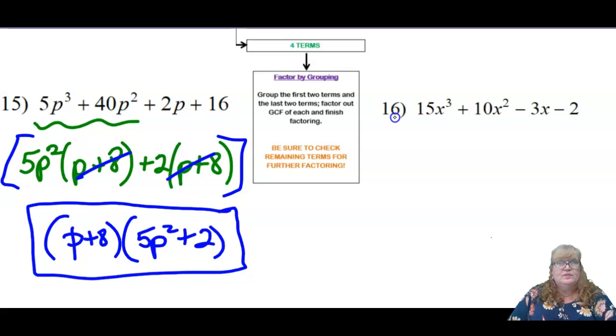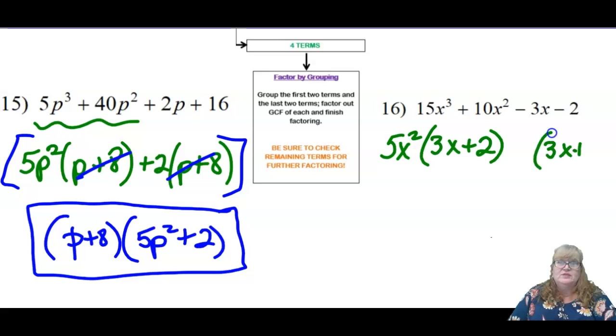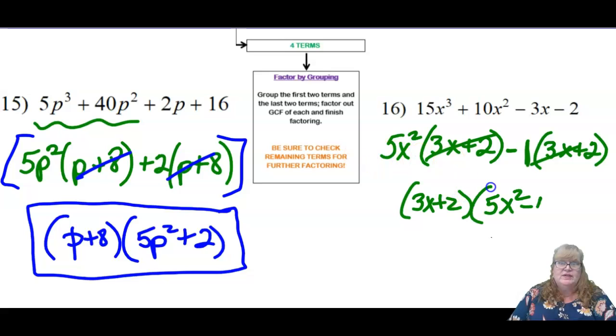So on this one, I can take out of the first 2 a 5x squared. That'll leave a 3x plus 2. Now I need this next parenthesis to be a 3x plus 2. Well, both of these are negative, so if I just take out a negative 1, then I would be good. So now I can take the parenthesis out, the 3x plus 2. I write that down, took that out, and the leftovers are a 5x squared minus 1. Now, sometimes these will factor further, and this one kind of looks like it does, but a 5 is not a perfect square, so you can't factor that one further.